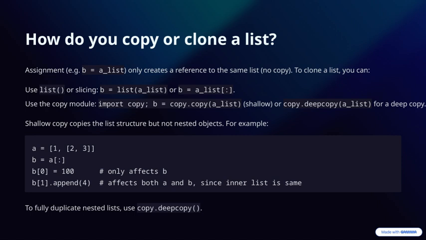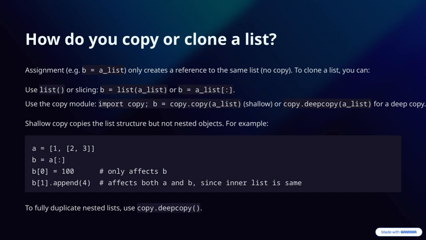If we create a shallow copy of a using a slice, like b = a[:], only the outer list is copied. Changing b's first element to 100 only affects b, but if we append to the inner list in b, it actually affects both a and b because the inner list is shared. This highlights an important point. A shallow copy copies the list structure itself, but not the nested objects inside it.